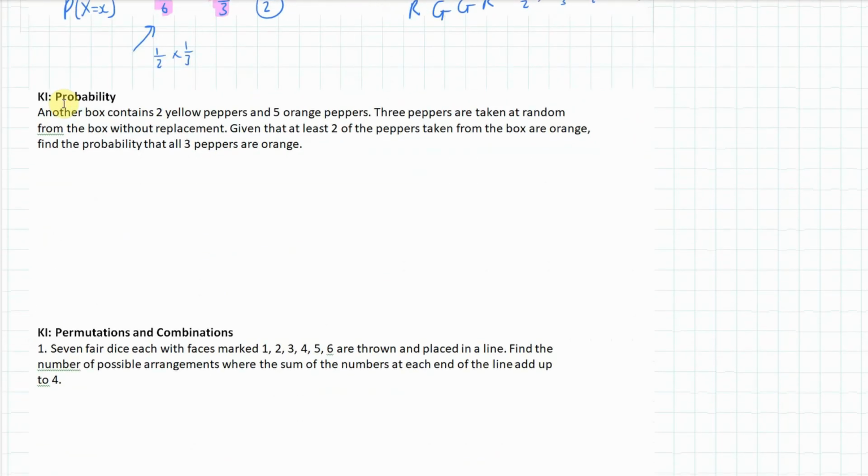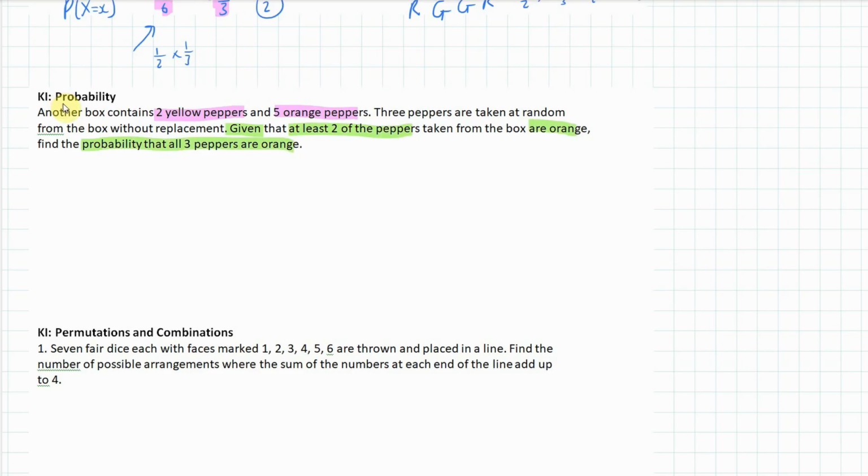Now moving on to the probability question for today. We've got another box containing 2 yellow peppers and 5 orange peppers, and 3 peppers are taken at random from the box without replacement. Okay, so this is conditional probability, because we've got given at least 2 peppers are orange, we want to find the probability that all 3 peppers are orange.